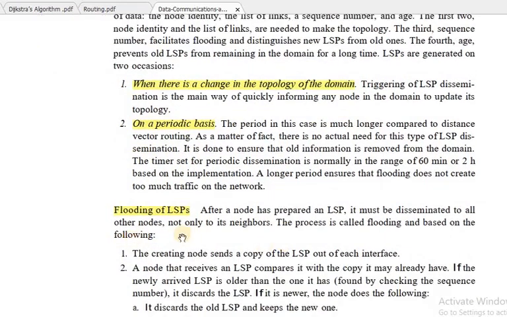Then, flooding of LSPs. As I told you, we have to take care of flooding. We cannot just keep on spreading messages everywhere. There can be looping also, which is not desired. Like I give the message to you, and you again give the message back to me. This is not required at all, right? So we have to prevent those kinds of loops as well.